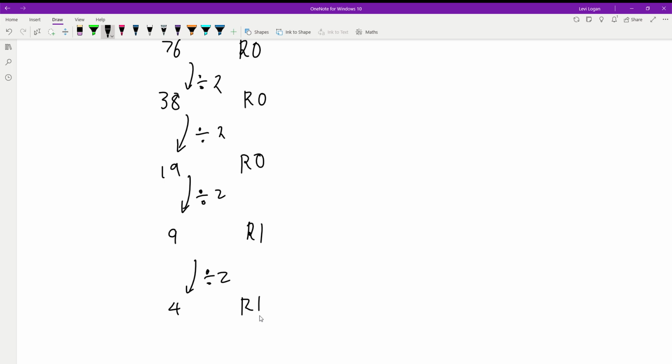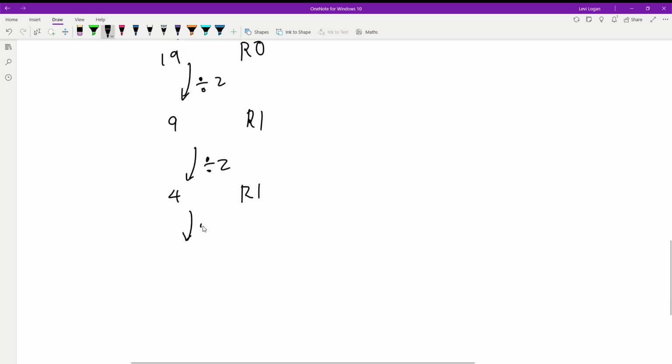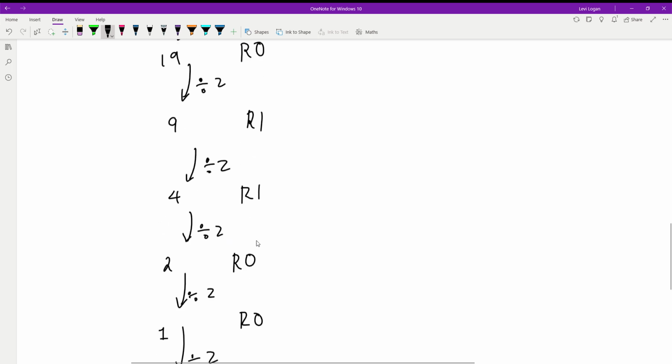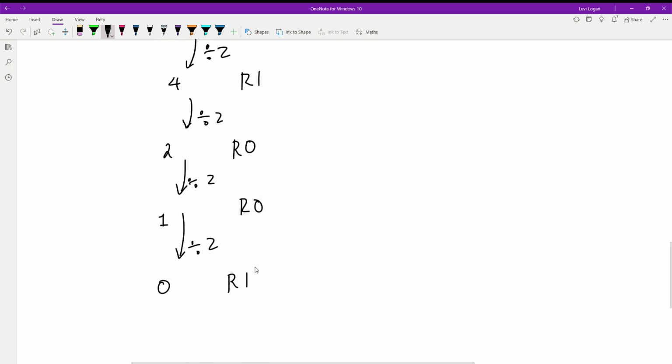Remainder 1. 4 divided by 2 is going to give you 2. Remainder 0. Then you go 2 divided by 2 gives you 1. Remainder 0. Then you're going to get 1 divided by 2, which is going to give you a half. So what you're going to write is 0. Remainder 1. Then we just write all of the remainders from top to bottom.